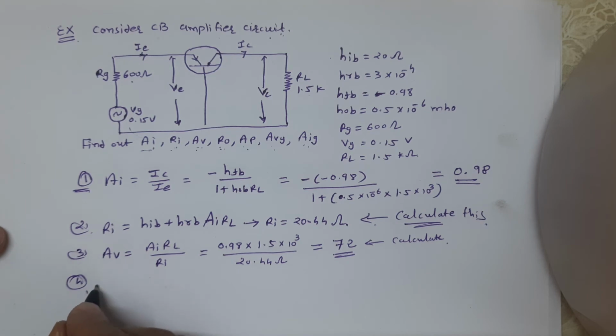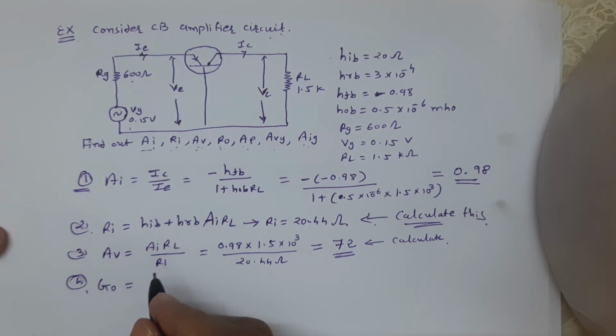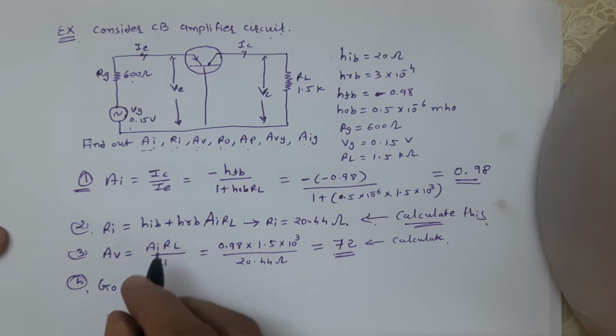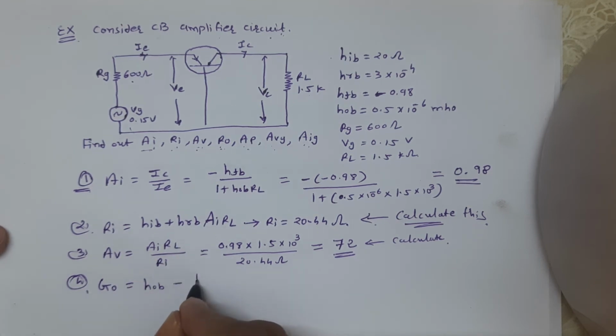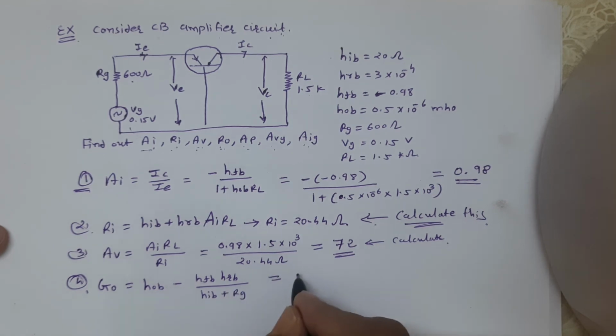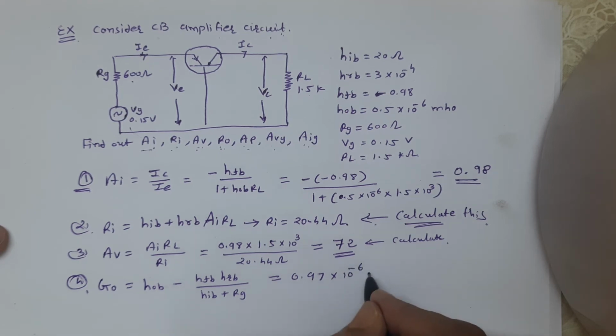Then next one is the GO. The unit of GO is mho. This is again one objective. GO is equal to HOB minus HFB HRB upon HIB plus RG, and this is equal to 0.97 into 10 raised to minus 6 mho.